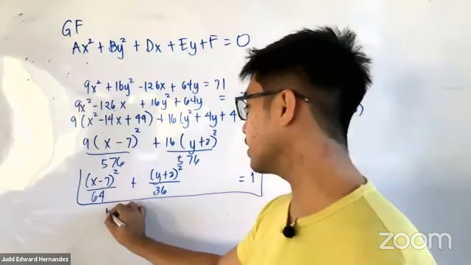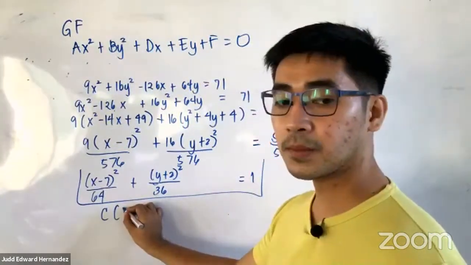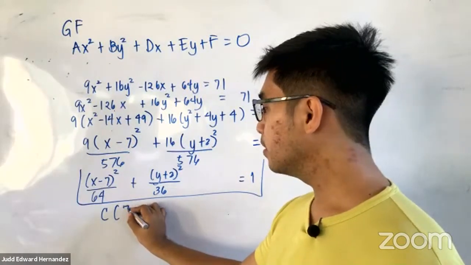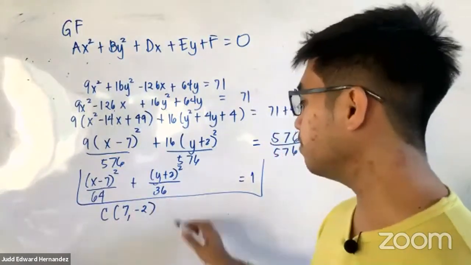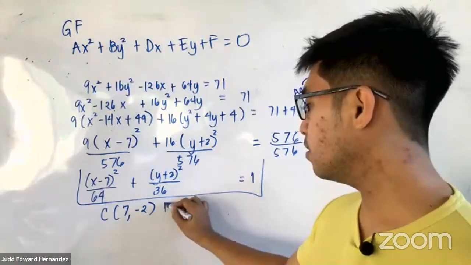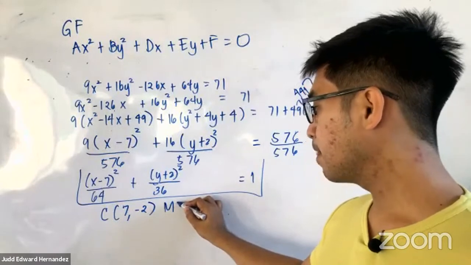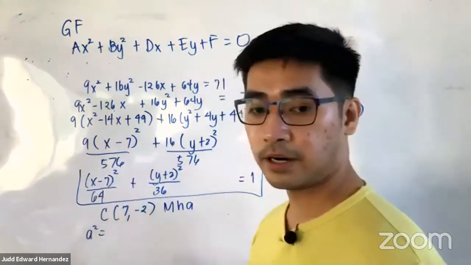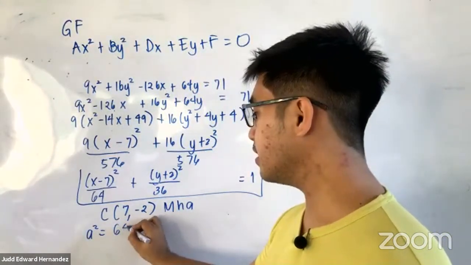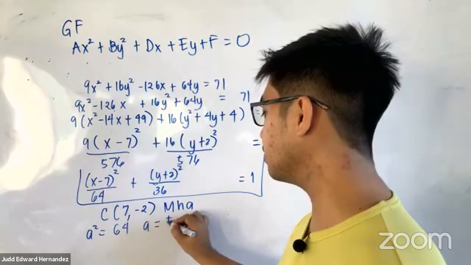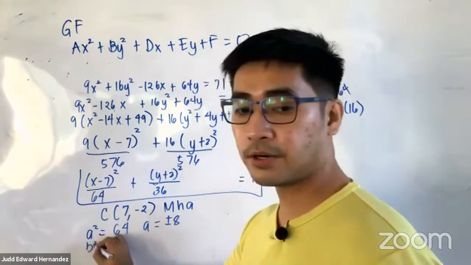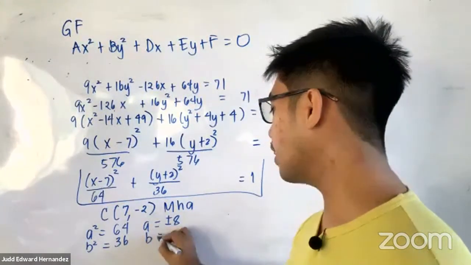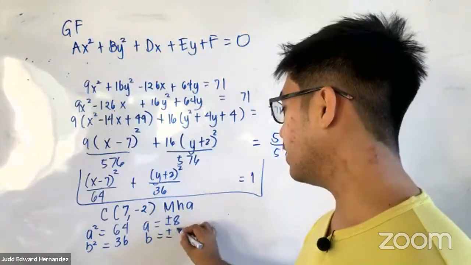Let us now locate the center. The center is located at 7, negative 2. What is the major axis? It is now major horizontal axis, that is MHA. What is our A squared? Our A squared is 64. What is our A? Our A is plus minus 8. What is our B squared? Our B squared is 36. And what is our B? Our B is plus minus 6.